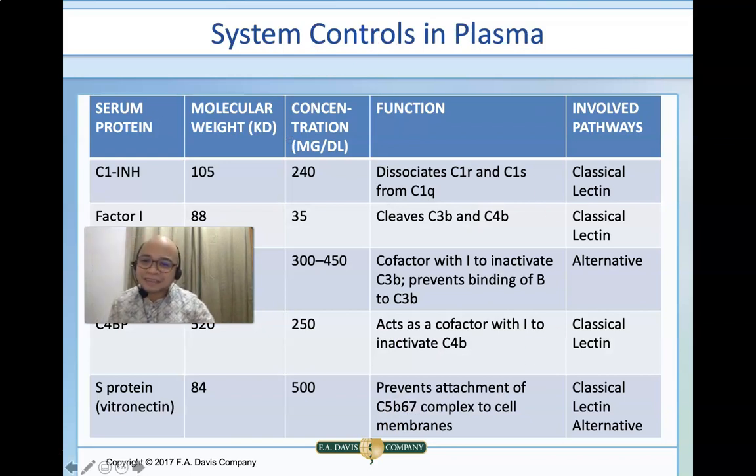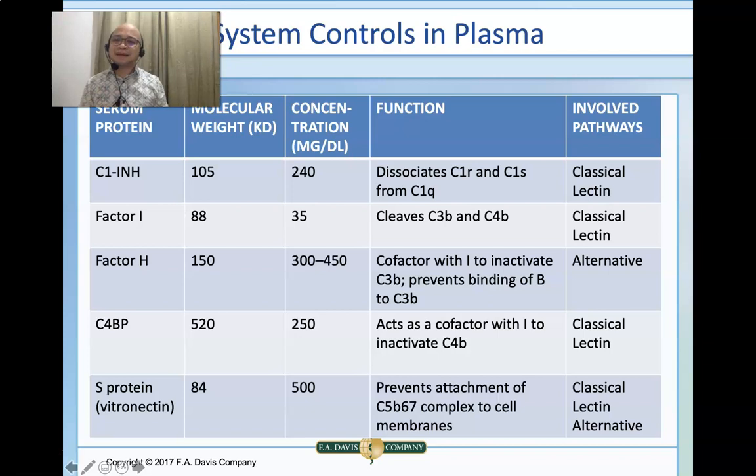So, there are several system controls in the plasma. For example, C1 INH is a C1 inhibitor with a molecular weight of 105 and a concentration of 240. This will dissociate C1r and C1s from C1q, so this involves the classical and lectin pathways. Factor I will cleave C3b and C4b, affecting the classical and lectin pathways. Factor H is a cofactor with factor I to inactivate C3b. Therefore, once C3b is inactivated, it can no longer bind with factor B to form C3bB. So it affects the alternative pathway.